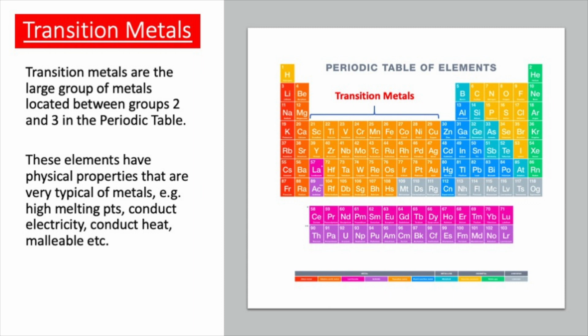If we're going to look at how precipitation reactions can be used to identify transition metal ions, it's important that we understand what we mean by transition metals. Transition metals are the large group of metals located between groups 2 and 3 in the periodic table. These elements have physical properties that are very typical of metals. So, for example, they have high melting points, they conduct electricity, they conduct heat, they're ductile, which means they can be drawn into wires, they're malleable, which means they can be hammered into different shapes, and they're very strong.